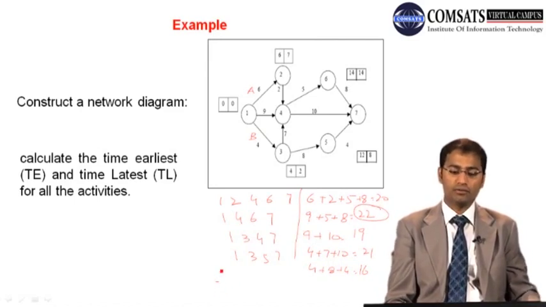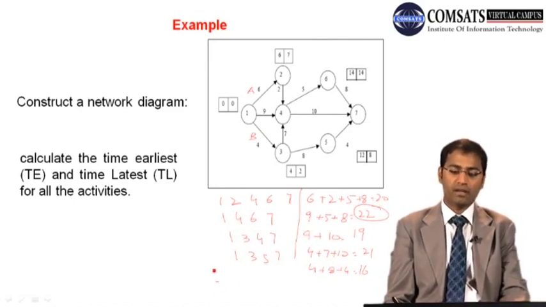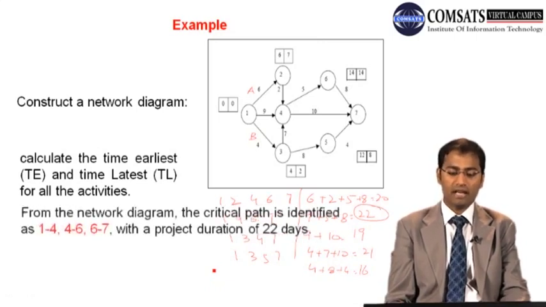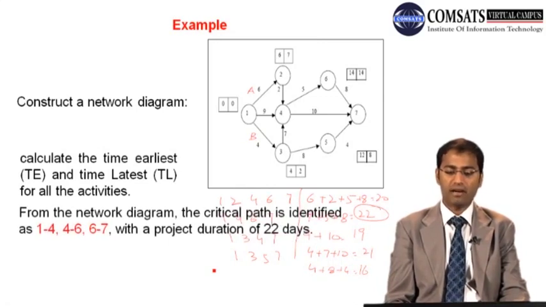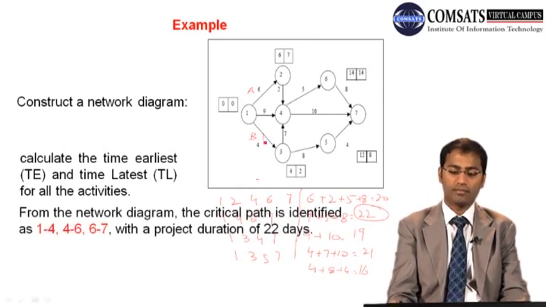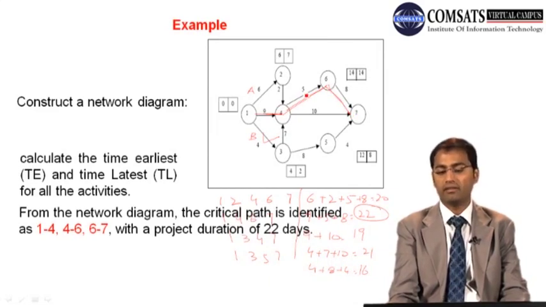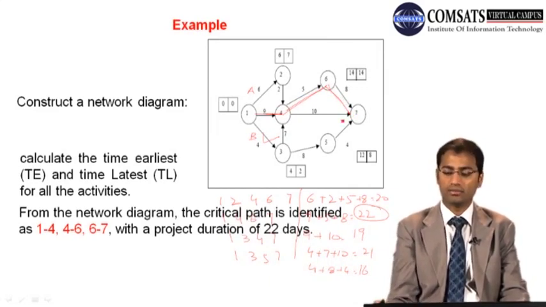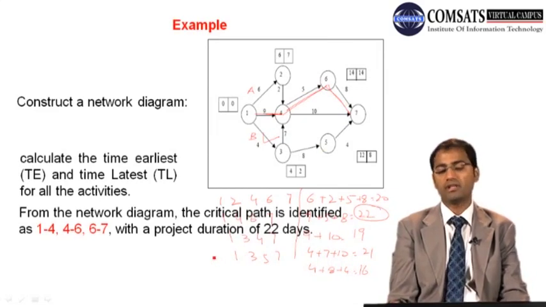Okay, so we have calculated our earliest time and latest time from that. From the network diagram, the critical path is identified as 1, 4, 6, and then 6, 7. Okay, 9 plus 5, 14, and 22. This is what we have, and the duration is 22 days.